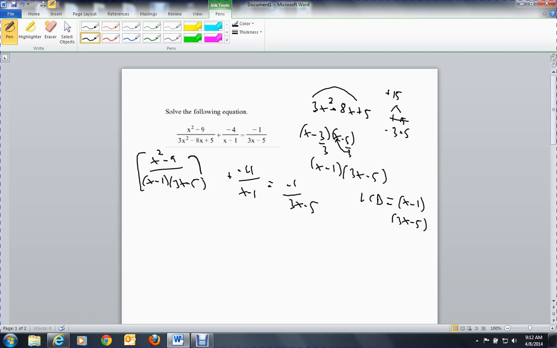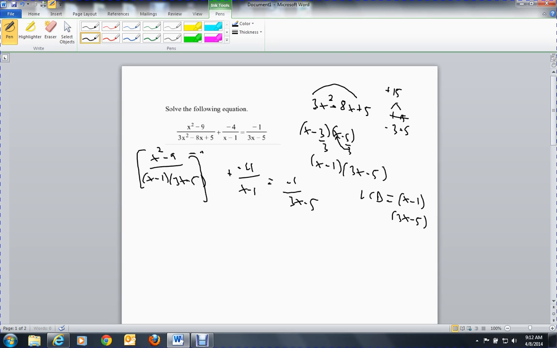So what I'm going to do is I'm going to multiply each of these by that denominator. X minus 1, 3x minus 5. Let me erase that so you can see a little bit better. X minus 1, 3x minus 5. I'm going to do the same thing over here. X minus 1, 3x minus 5. I'm going to do the same thing here. X minus 1, 3x minus 5. Let me erase some of these so you can see a little bit easier.